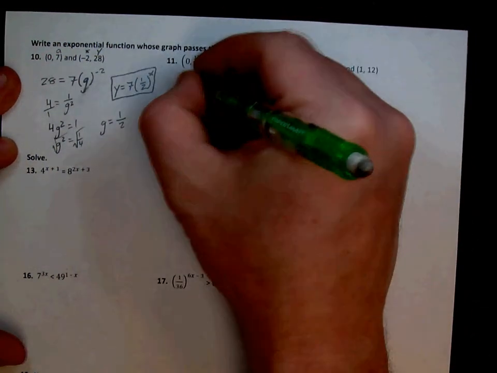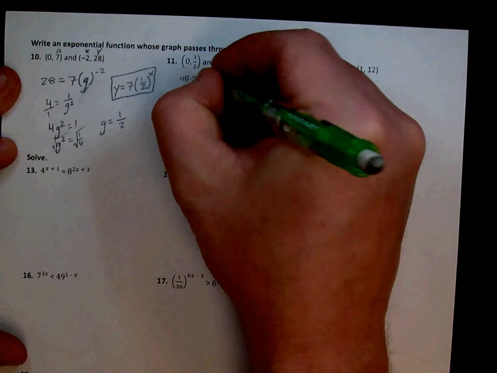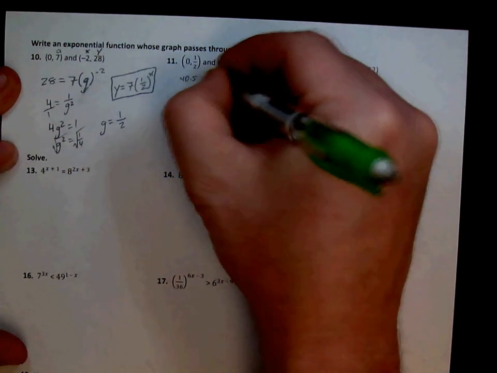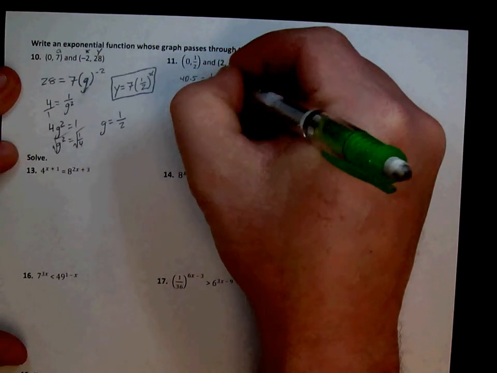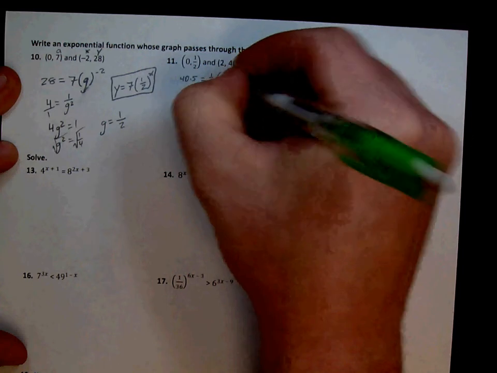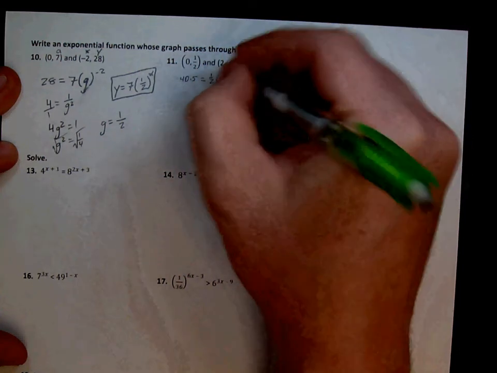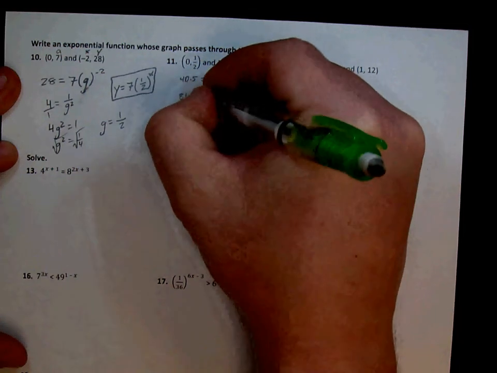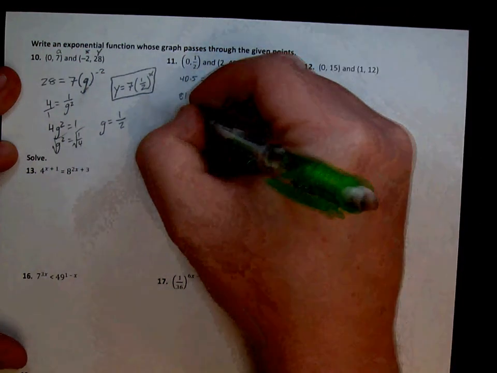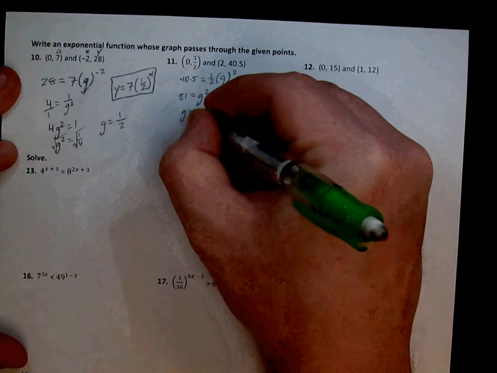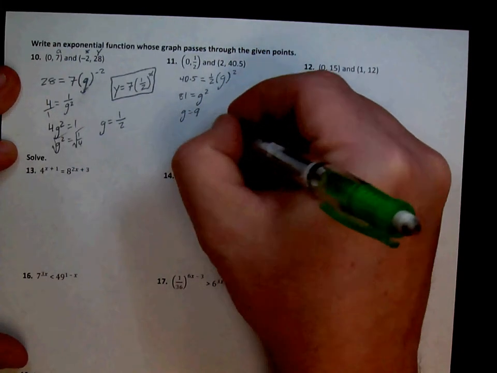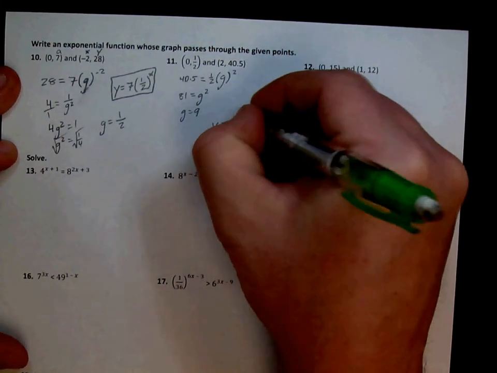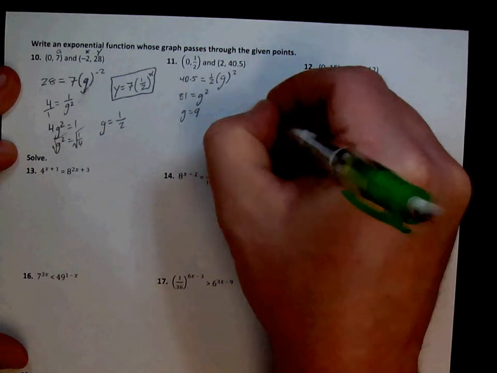Number 11, 40.5 equals my initial amount, which is 1/2, times whatever variable I want to use there, g to the power of 2. I'm going to multiply by 2 because of that 1/2, giving me 81 equals g squared. Square root of that, we get g equals 9. So then my equation, y equals my initial amount times 9 to the power of x.